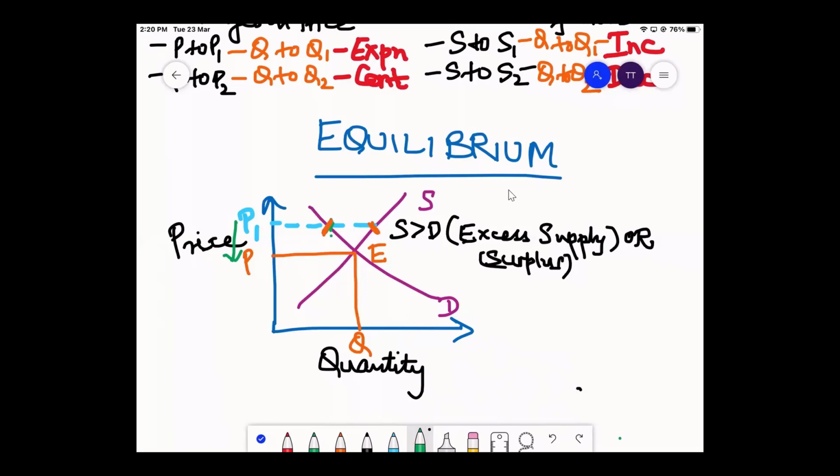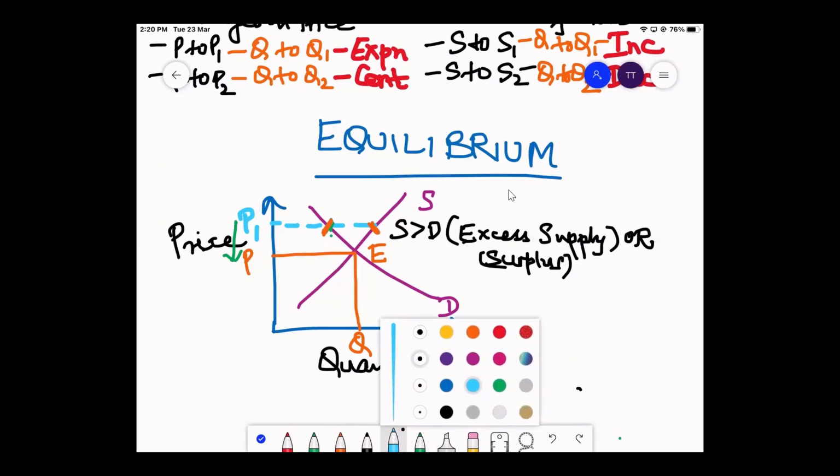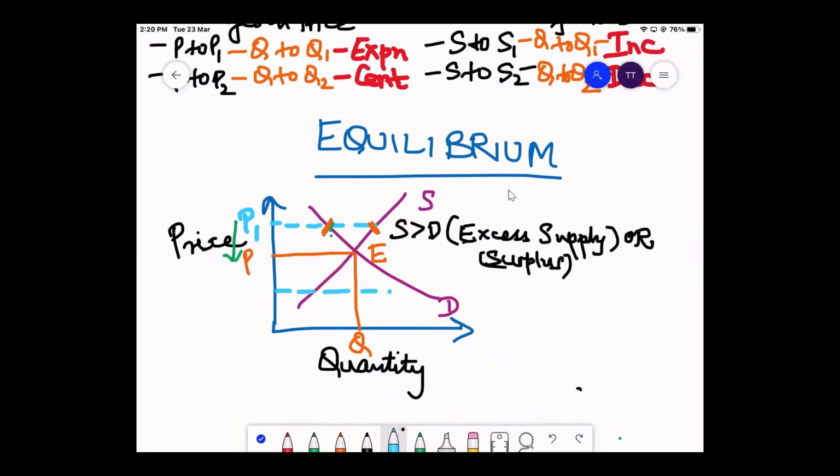Now let's look at the other part of it. What if the price is below equilibrium at this point, P2? So what is the situation here? Now you know, the demand is more than the supply, so there's underproduction. So what do we call this? It is a shortage. So there is an excess demand, also called shortage. Now what is the signal? You need to increase the price.